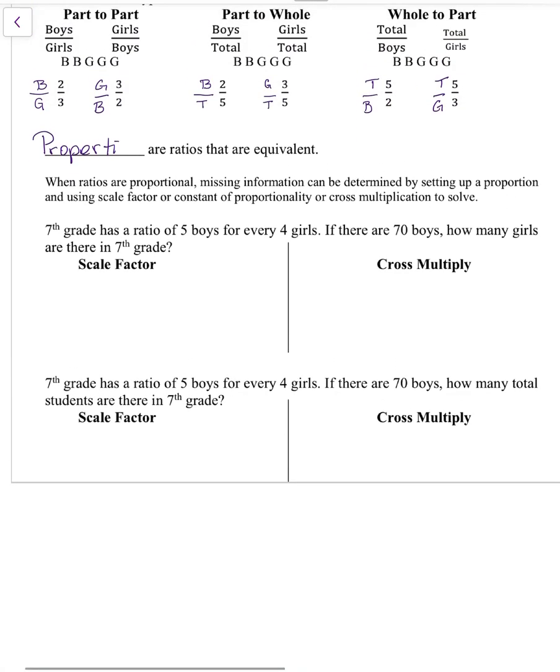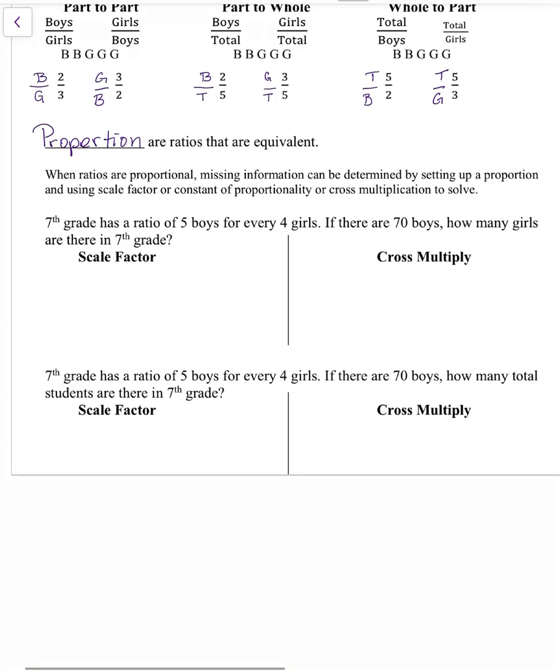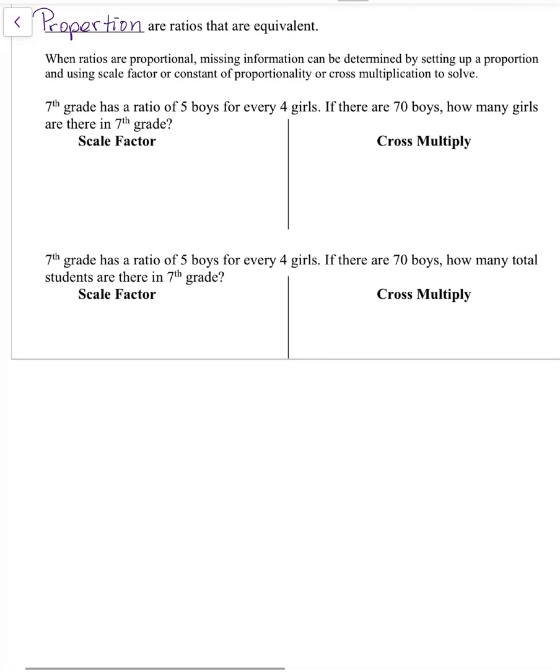Oh my goodness, what happened to my word proportion? Did I accidentally erase it? All right, there we go. All right, so we're going to look at these two questions, and we are going to use scale factor or cross multiply. We're going to do both. Sometimes it's easier to use the scale factor or the constant of proportionality, and sometimes it's easier to cross multiply. Okay? All right, so let's read the question.